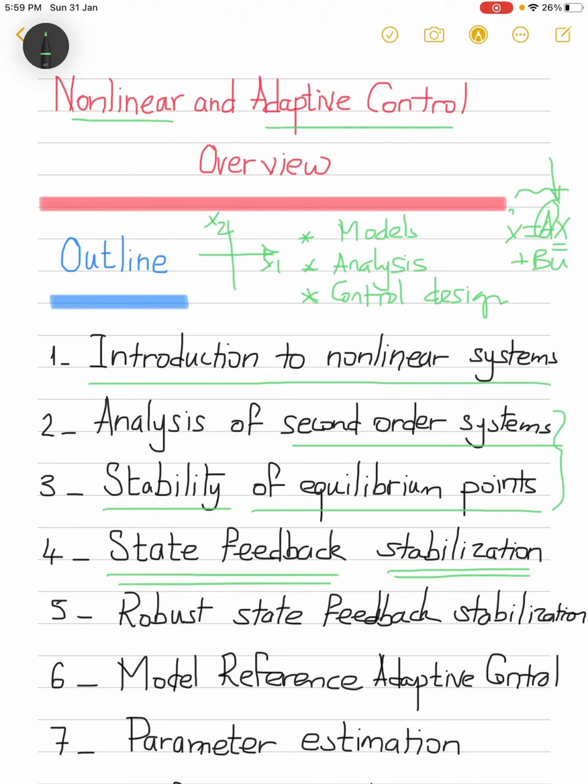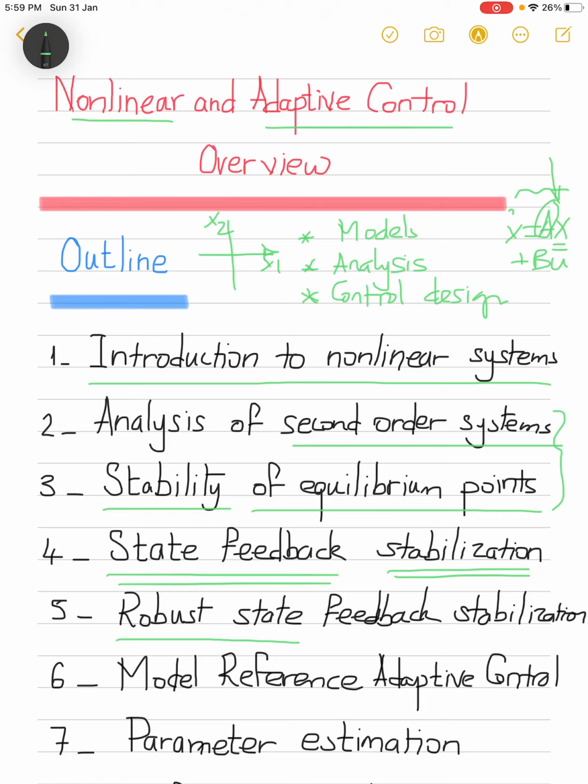So in order to guarantee stability, there are two techniques. The first technique, we will do it in the nonlinear context. It's called the robust state feedback stabilization. Specifically, we will concentrate on the sliding mode control algorithm. We'll see how to develop that.